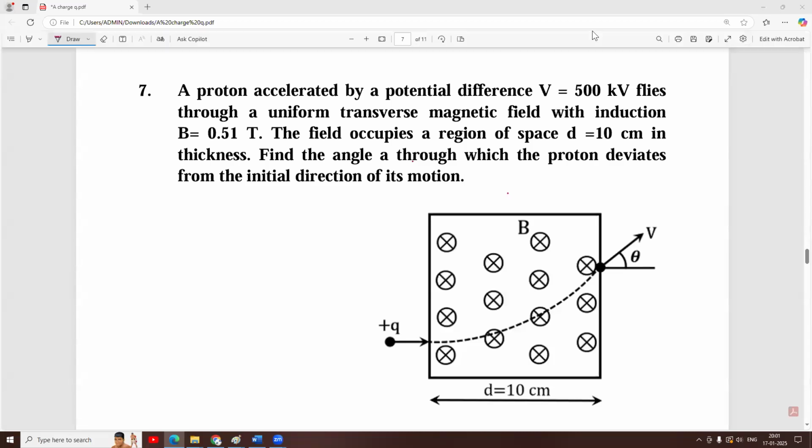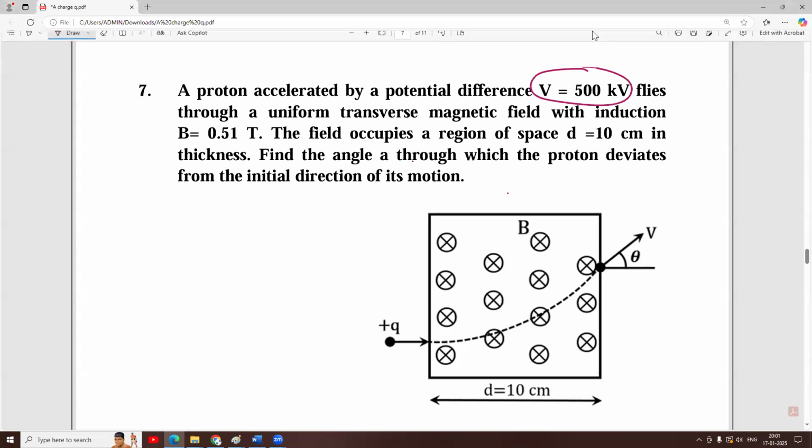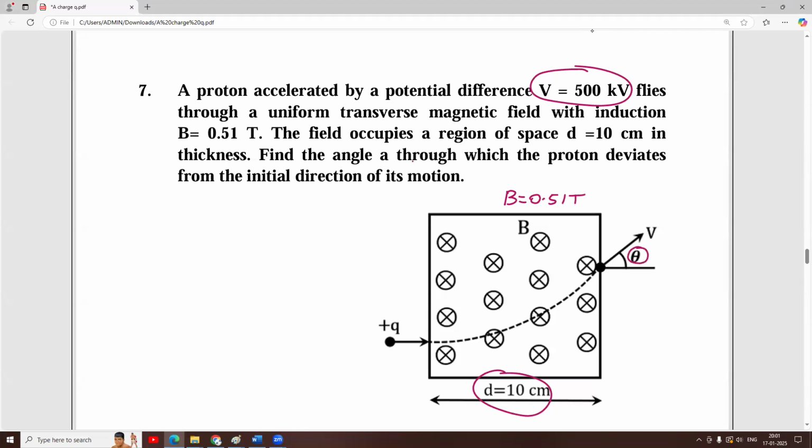A proton accelerated by a potential difference of 500 kilovolt flies through a uniform transverse magnetic field with induction of 0.51 Tesla. So B is equal to 0.51 Tesla. The field occupies a region of space D equal to 10 centimeter in thickness. Find the angle through which the proton deviates from the initial direction of its motion. So how much will it deviate? That means you have to find out theta.